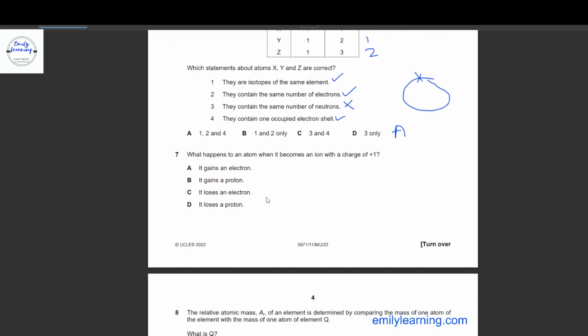Okay, next let's look at it. What happens to an atom when it becomes an ion with a charge of +1? When something becomes positively charged, it means that it loses electrons. Protons and neutrons will never be removed from an atom or ion. Something becomes charged only due to the movement of electrons. So if it becomes positively charged, it means that it loses an electron, so that it has 1 more proton than electron. So 7's answer is C.